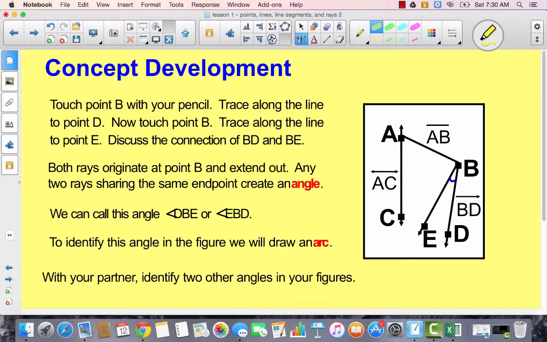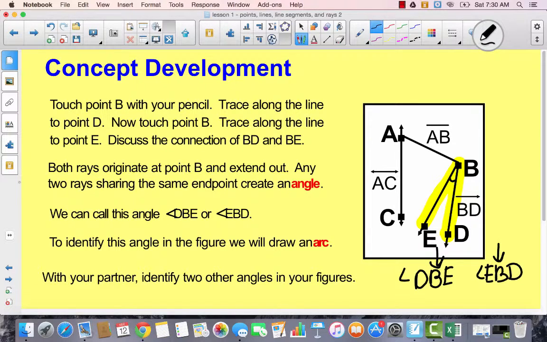Okay, so this is the last part of what we were going to identify today. Now, I want you to take your pencil and draw a little arc right here by endpoint B. When you're measuring angles, this is the point that you measure. So this opening right here is angle DBE, or you could call it angle EBD. But notice that the endpoint that connects both rays has to be in the middle.